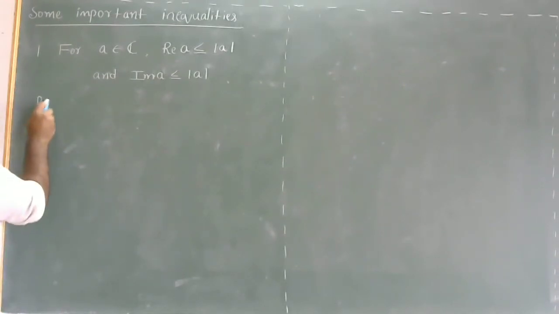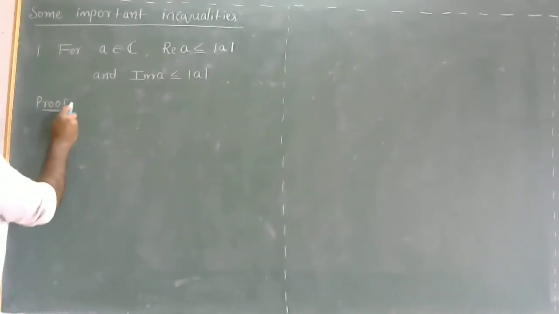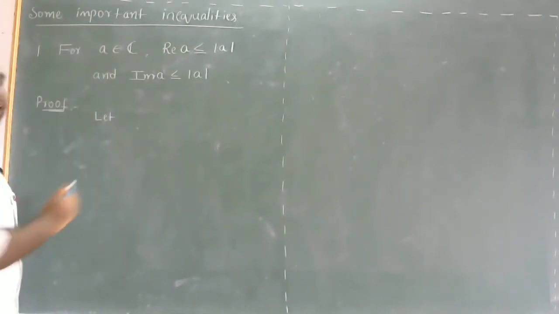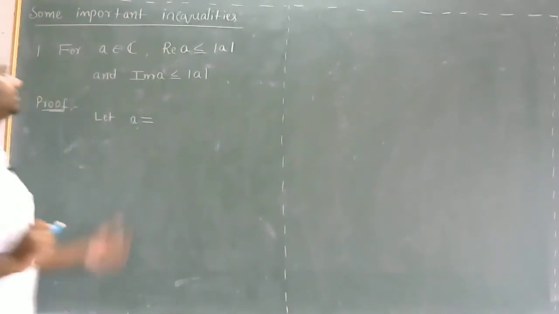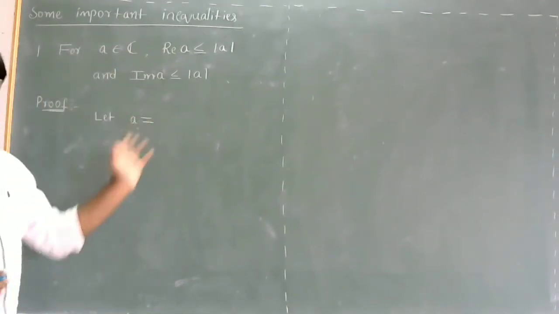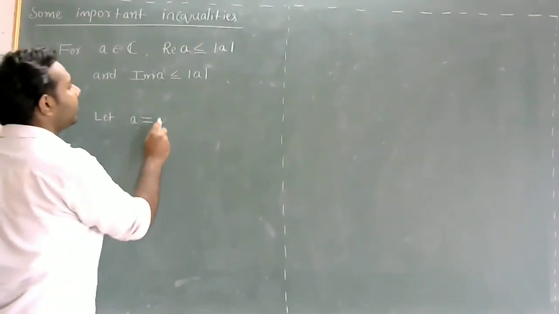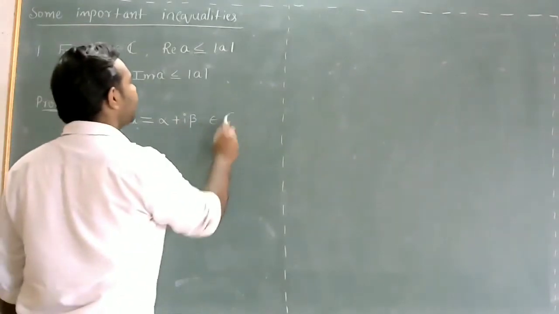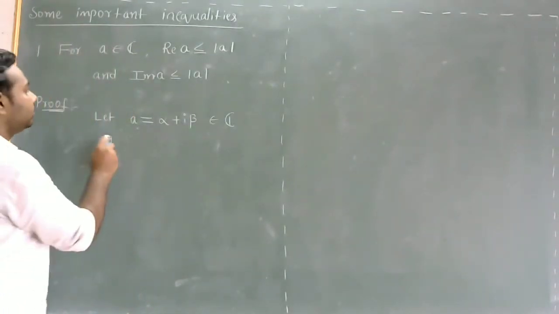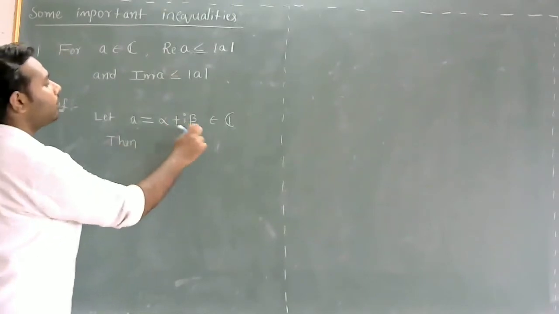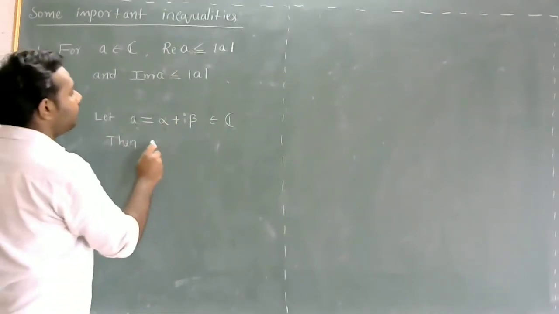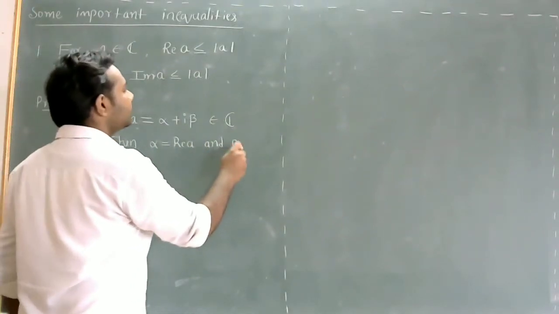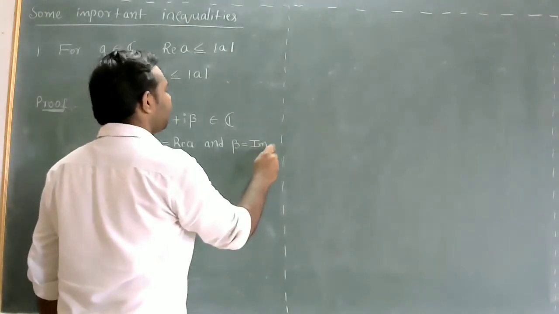So we can prove this very easily. Start with an arbitrary complex number A. Let A be any complex number. A is a complex number means it will be of the form x plus iy, or you can take any variables, say alpha plus i beta. So A is a complex number of the form alpha plus i beta, then alpha is the real part of A and beta is the imaginary part of A.